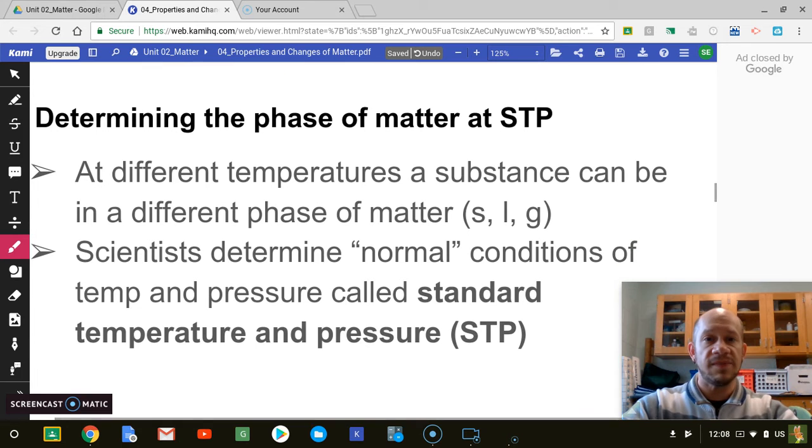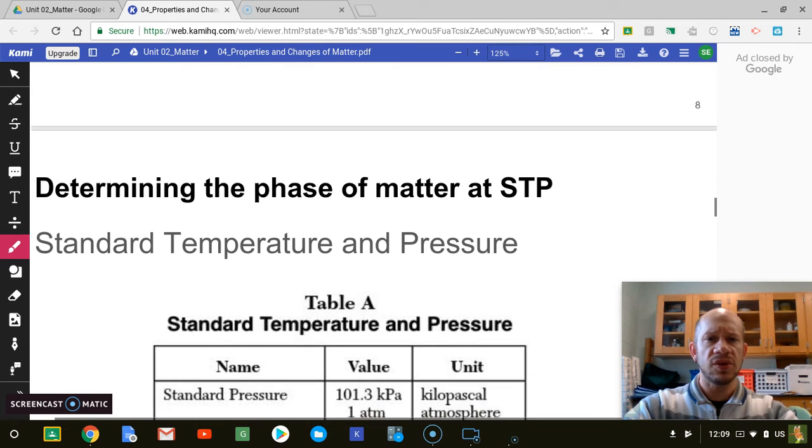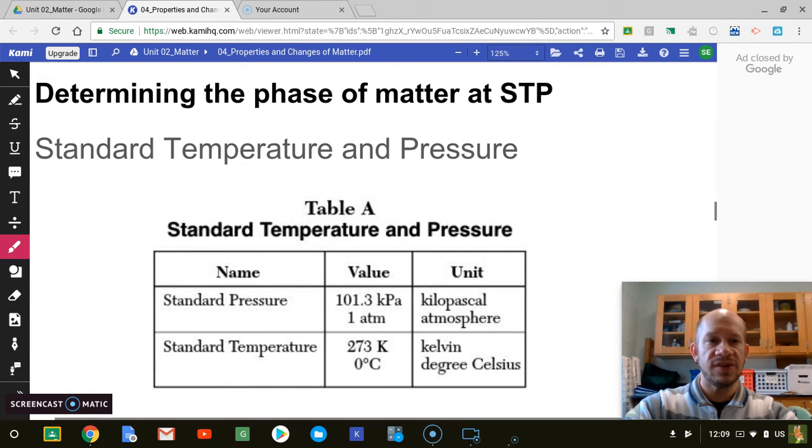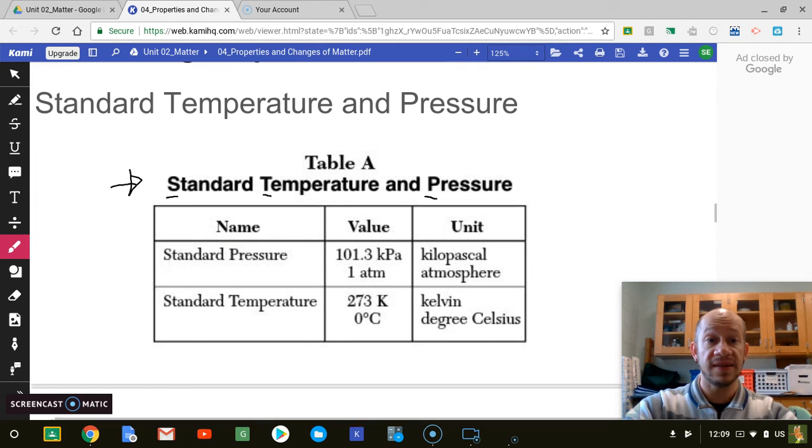So, determining the phase of matter at STP. At different temperatures, a substance can be in a different phase of matter. I could have an element, for example sodium, in a solid, a liquid, or a gas phase. Scientists determine the normal conditions of temperature and pressure, and they call this standard temperature and pressure, or STP. STP can be found in Table A, so you should not forget this. STP stands for standard temperature and pressure.